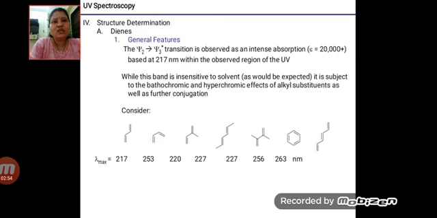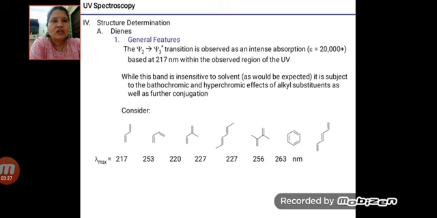Next is about structural determination using UV spectroscopy. If you really need to learn how to elucidate the structure of a compound by using UV visible spectroscopy, then you have to separately give a comment, or you have to message me for that. Those who are really interested, only for those I will take this part of structural determination.